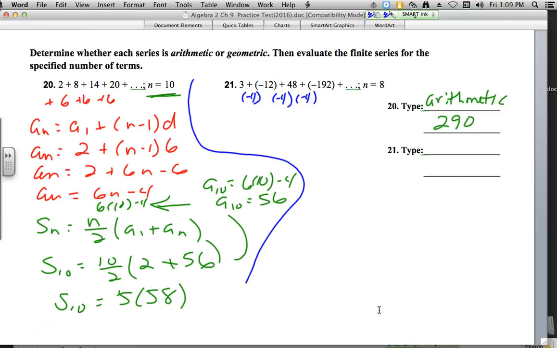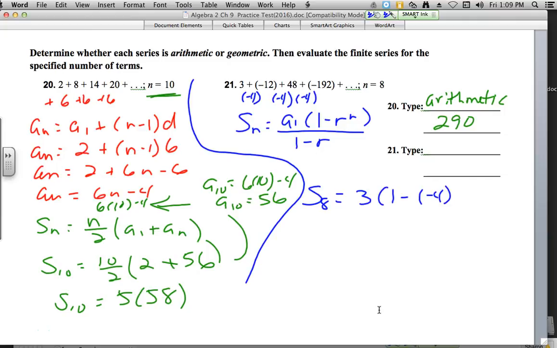Now, they want the first 8 terms. So the sum for this one is a sub 1 times 1 minus r to the n over 1 minus r. And we have 8 terms where the first one is a 3. We know that they're multiplying here by negative 4. And they want 8 of them. And we use that r value again. So if you use double parentheses, you could punch that in right now.